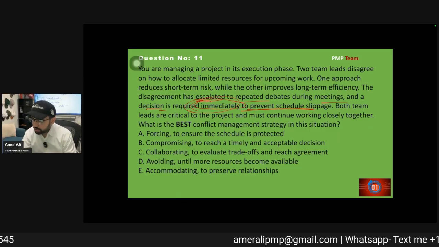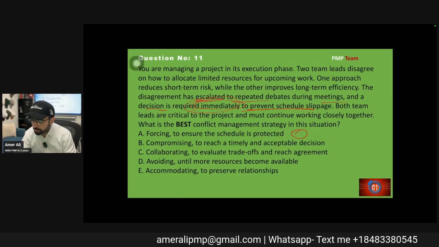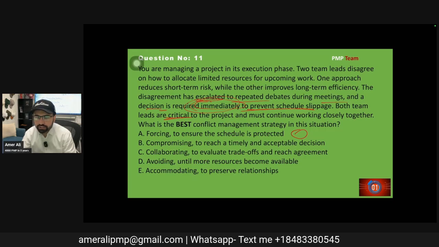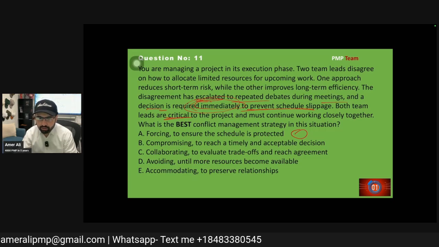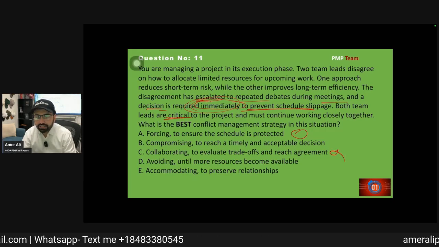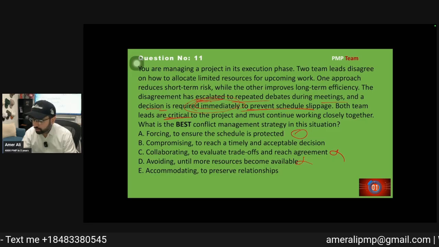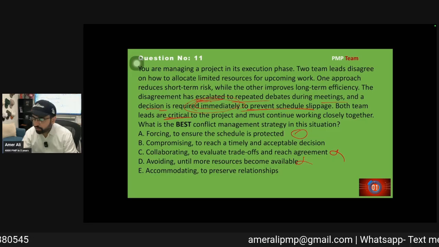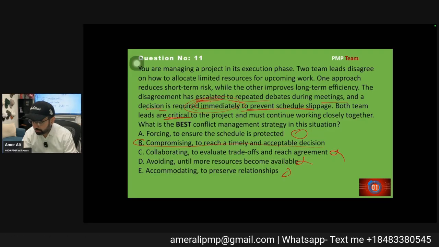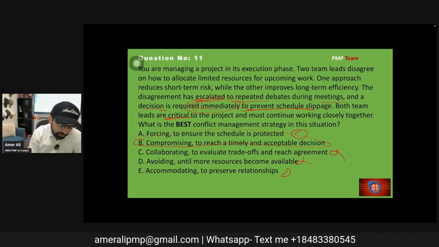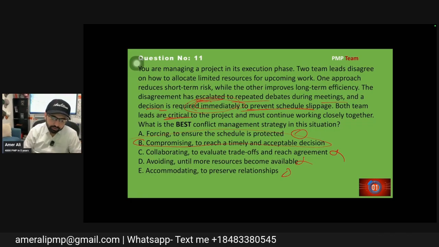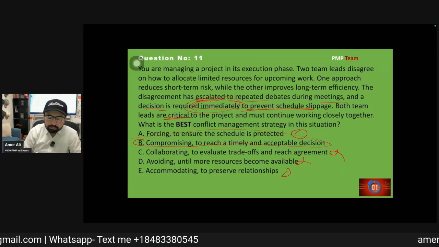Forcing can be an option, they are critical, but if you force it, it is a one-sided decision. Collaborate, this will take time, it cannot work. Avoid, cannot do. Accommodate, we cannot do that. So the only option left is compromise. Both parties give up something and then we reach the solution. Compromise is the best case here.